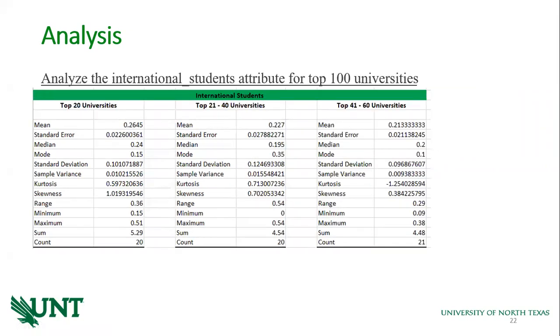So, analyzing the international student attribute for the top 100 universities. The concept is the same. I divided the top 100 universities into 5 blocks, right? And I tried to compare the standards of each block. So here, if you look at the sample variance, the best variance is for the top 41 to 60 universities block. They have the best value, 0.009.